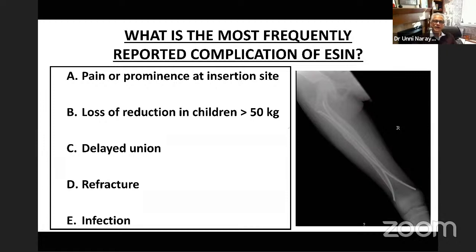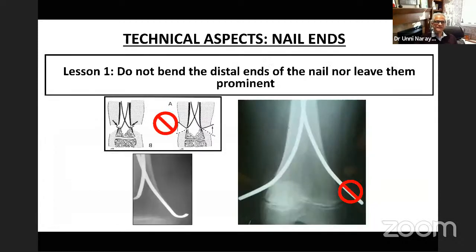So the most frequently reported complication, I've already given that to you. It's pain or prominence at the insertion site. So how do we minimize that? Do not bend the distal ends of the nail or leave them prominent. Although that was recommended as a way to achieve some stability, it becomes a self-fulfilling prophecy. If you are doing this in order to make it easier to remove the nails, yes, it will be easier to remove the nails, but then you will be forced to remove the nails, and sometimes prematurely.